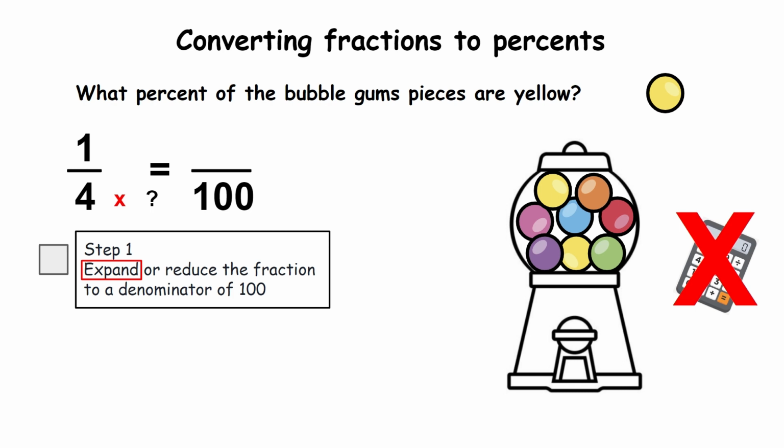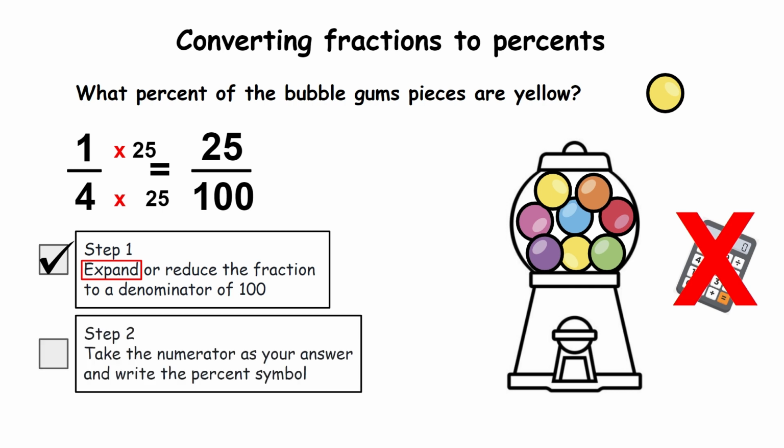So do you know what that number is? That's right, it's 25. 4 multiplied by 25 equals 100. And remember, when expanding or reducing fractions, whatever you multiply or divide the denominator by, you need to multiply or divide the numerator by the same amount so that the fraction keeps the same value. So let's multiply 1 by 25 as well, which of course equals 25.